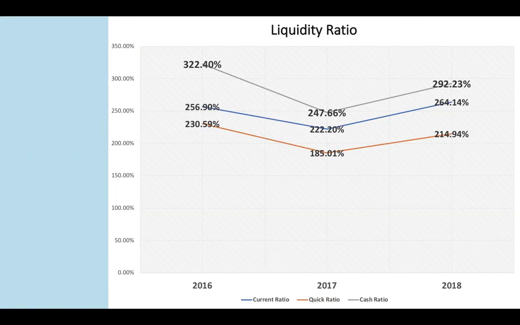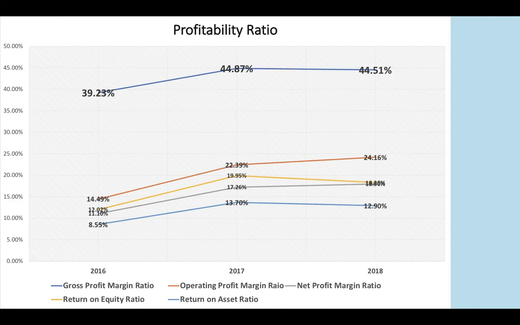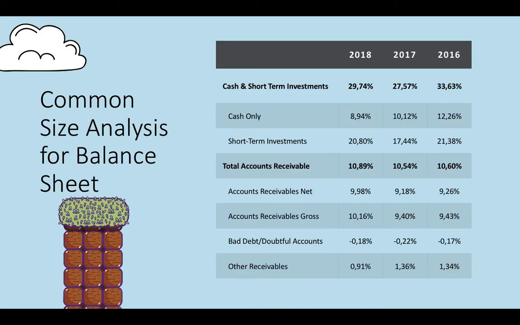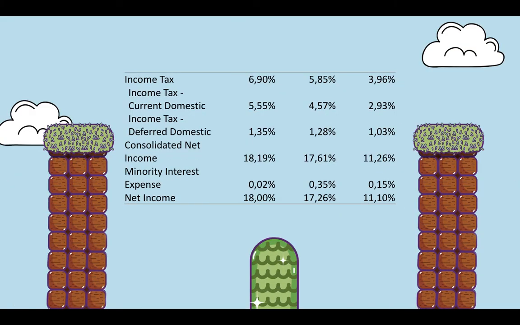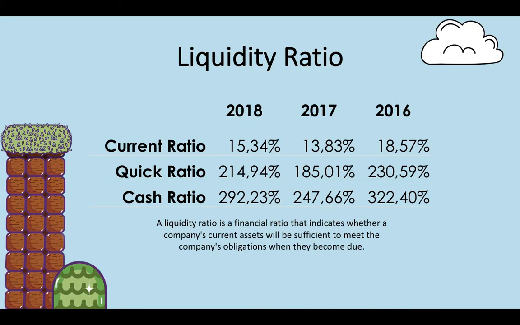So that's all for the chart and the explanation. You can see the calculation of our chart in the appendix. There's common size analysis for balance sheet. As my friend mentioned before, we summarized the financial statement into some main accounts. But in the appendix, you can see the details of the accounts. So just go check the appendix if you want to know more about our analysis.